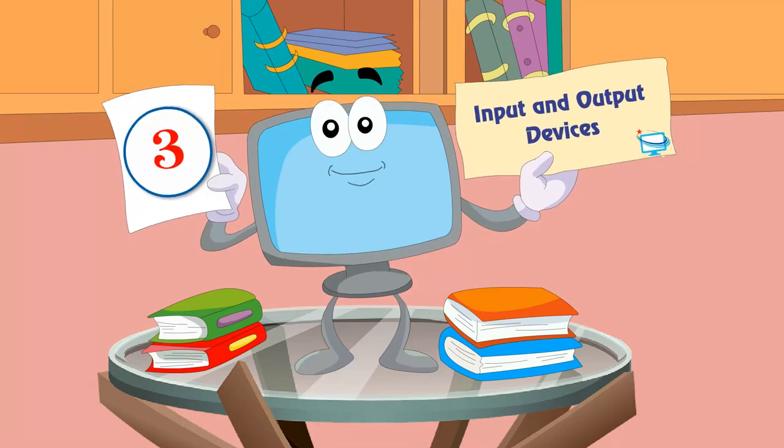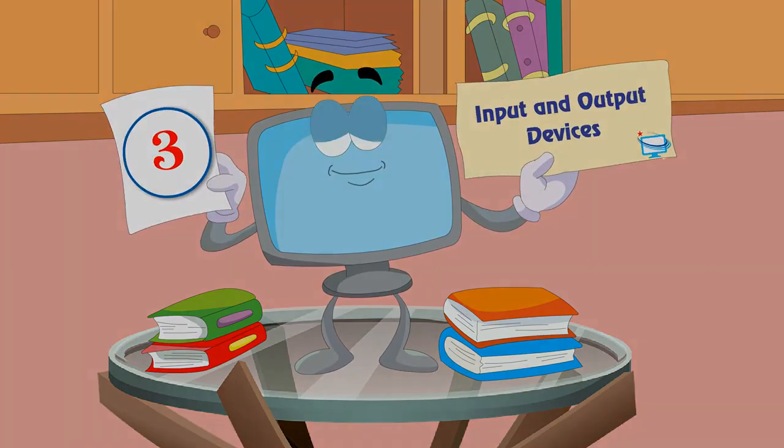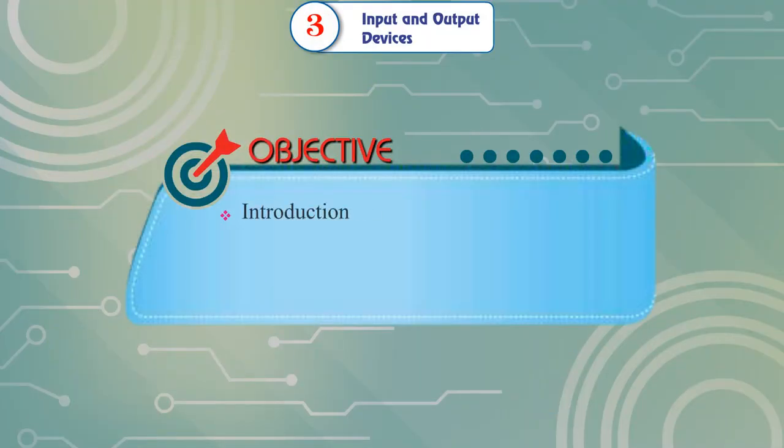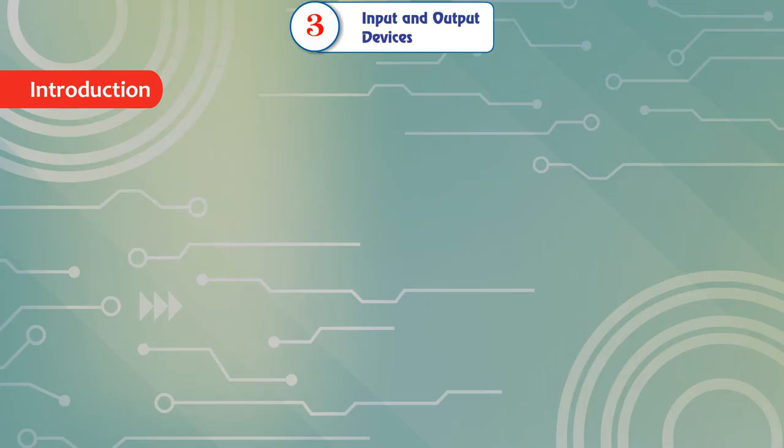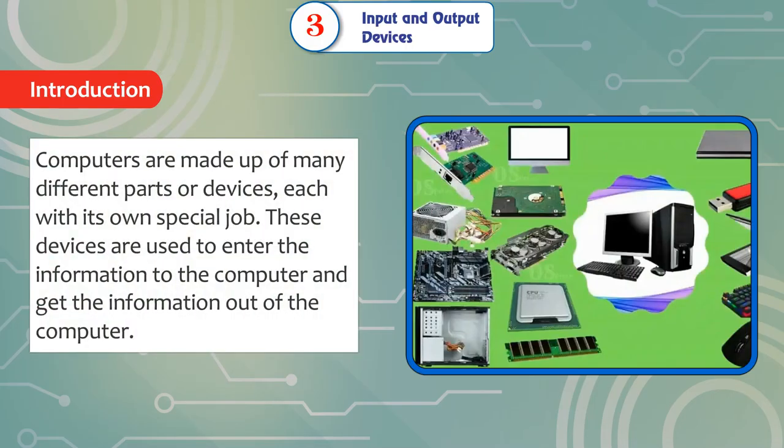Chapter 3: Input and Output Devices. Objective. Introduction. Input devices, output devices, storage devices. Introduction. Computers are made up of many different parts or devices, each with its own special job.